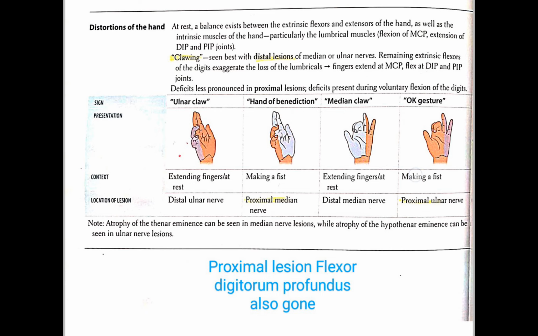Then hand of benediction. Hand of benediction is proximal median nerve injury. Here the first two fingers will be extended. And median claw hand means the thumb and the adjoining fingers will be clawed. And then OK gesture. OK gesture is due to the paralysis of the medial fingers, that is the little finger region in the extended position. So OK gesture and ulnar claw hand.